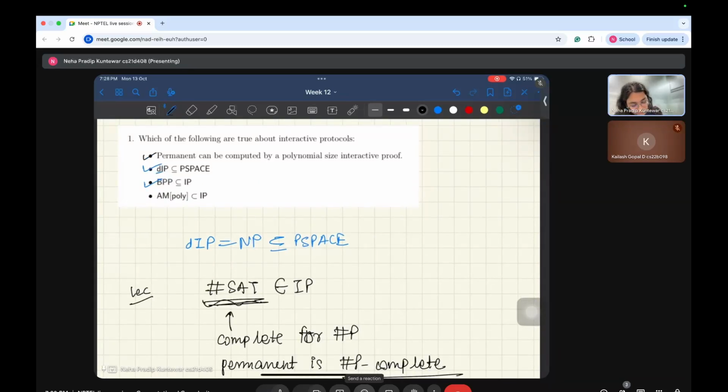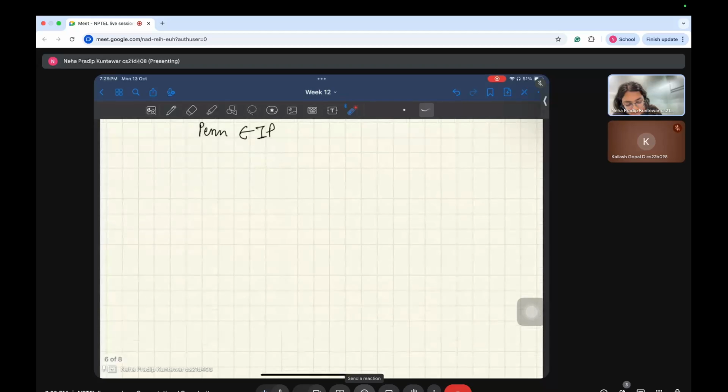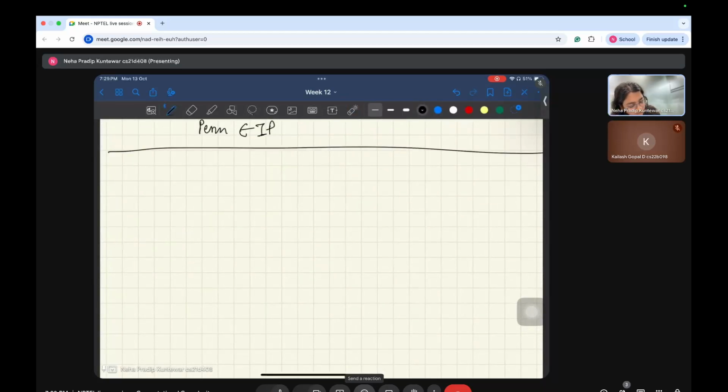Now we'll verify the last statement, which is AM with polynomial number of rounds is in IP. So let us recall what is AM. We have defined this class IP with poly number of rounds. Now there are several questions that we could ask at different points.